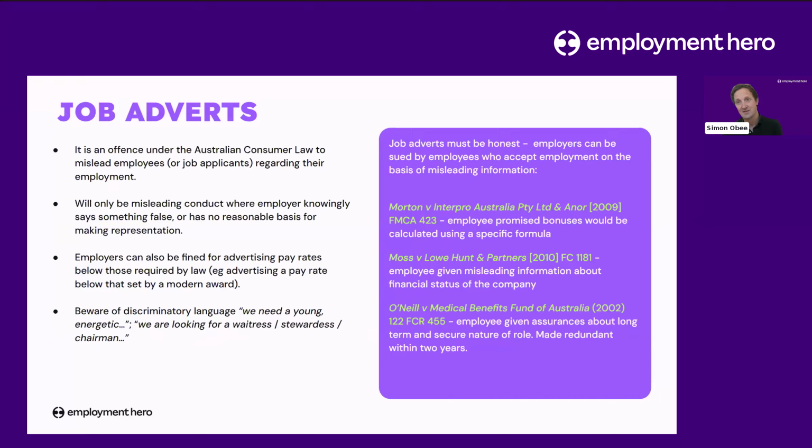I think the point to bear in mind here is not every case where an employee is made redundant within the early stages of their employment is going to mean they were misled. It is only where the employer knowingly says something false or has no reasonable basis for making a statement that a potential breach will arise. So in the O'Neill case, it would have been that the employer said something that they knew was not true about the likely length of employment, etc. So it's only going to be in edge cases that these sorts of things will arise, but really important that you are taking care about the statements you make.